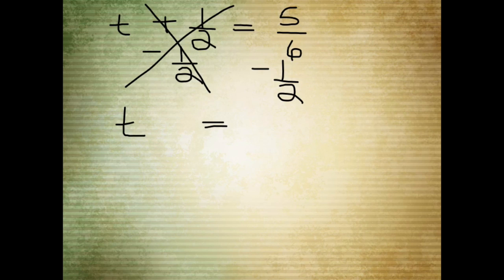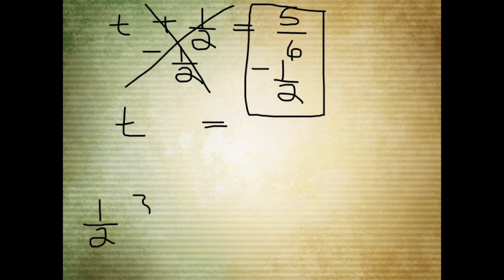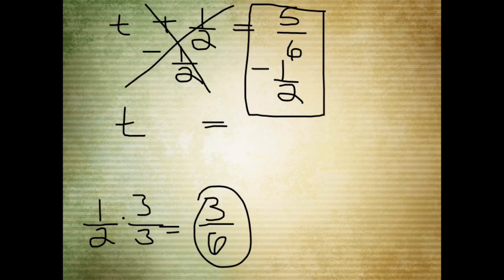Now, this is a problem we need to deal with. We do not have common denominators. We need to make the 1/2 have a denominator of 6. So we're going to say 1/2, and we're going to multiply 3 to the top and the bottom. And when we do that, we will get 3 over 6. And as we have 3 over 6, we can go ahead and subtract 3/6 from 5/6.